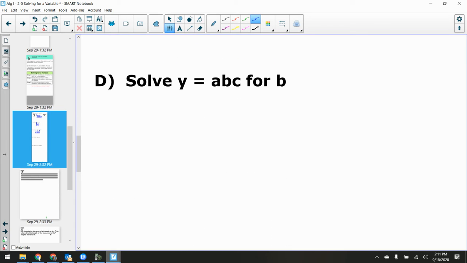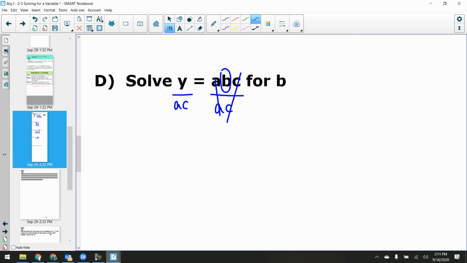Solve y equals abc for b. Okay, now, what happens when we've got more than one operation going on? Well, if it's the same operation just with two different things, we can actually do that to both things to get it to go away. Like, for example, here, what's being done to b? Multiplied by both a and c, right? So how do I undo that? Divide by both a and c at the same time.